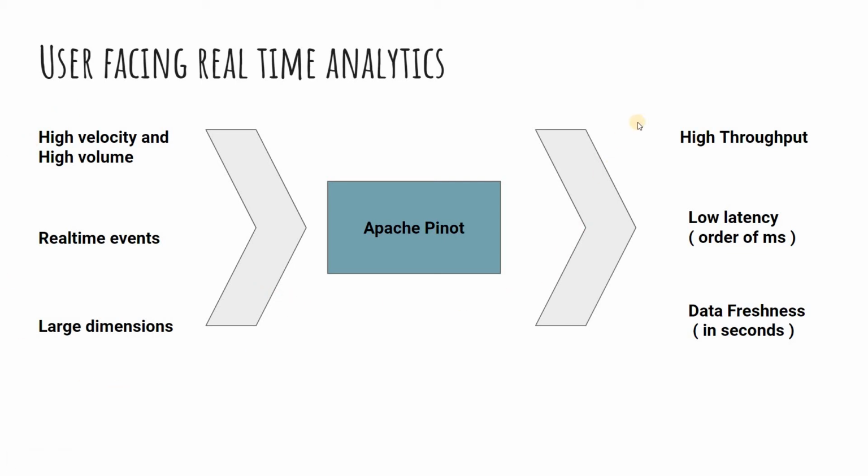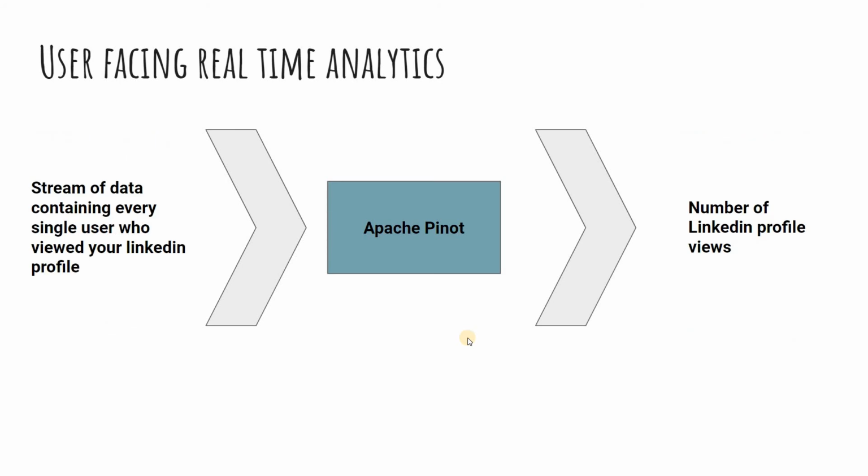Next, coming to the consumption portion of Pinot. Pinot can support thousands of queries per second, which means it supports a high throughput. Also, Pinot can respond to these queries with a very low latency. Another important factor in such a system is the data freshness. Data freshness indicates the time interval between when data is ingested and when this data is available for consumption.